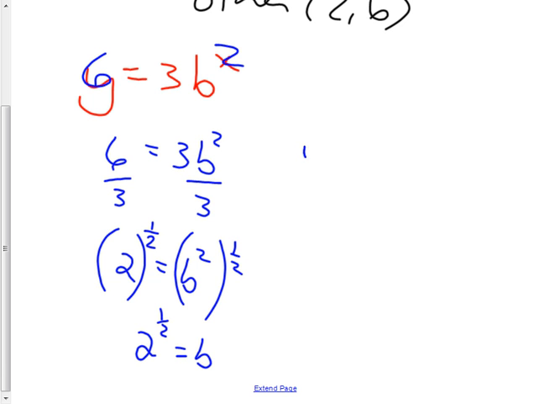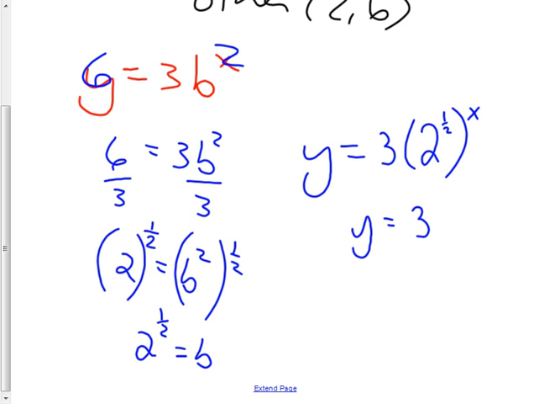y equals the start value of 3 times b, which is 2 to the 1/2, to the x. And now if you can just make one last little leap, you'll have y equals 3 times 2 to the power of what? x over 2. Thank you for making sure I'm not dyslexic on that one. Okay. There's another one just like that, and it's number 14.